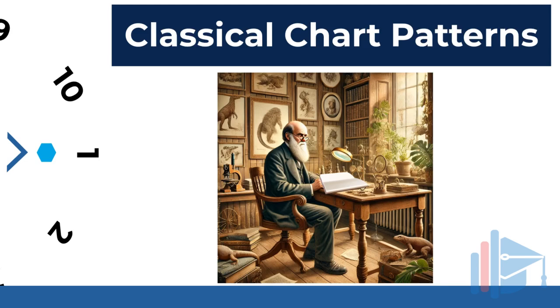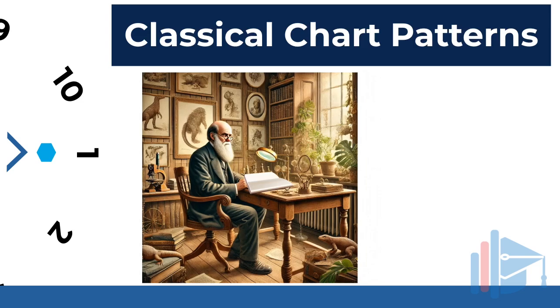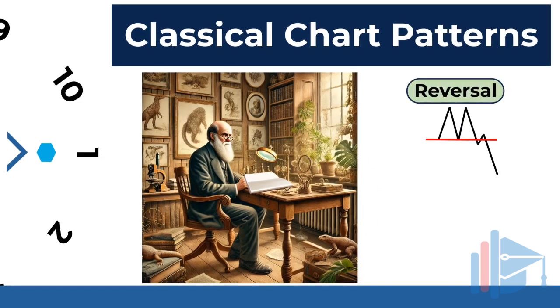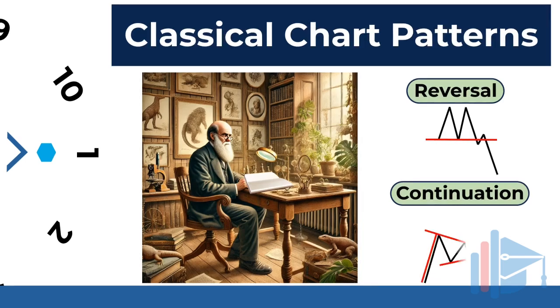As mentioned, the first technical analysts in the West were naturalists. Classical pattern analysis involved projecting observations from their daily lives onto price charts. The primary concern for these analysts was whether prices would continue moving in the current trend or reverse direction. Consequently, patterns are broadly classified into two groups: reversal patterns, which indicate a potential change in trend, and continuation patterns, which suggest the trend will likely persist.